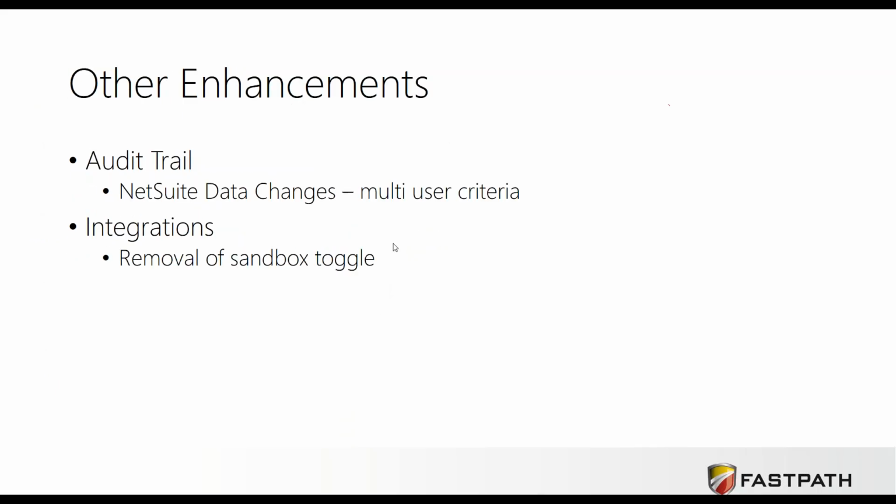All right, moving on. So other enhancements, these are pretty straightforward. In the audit trail module, if you're using that module, on the NetSuite data changes report, we've added additional criteria there where you can filter this down by multiple users at once. Previously, this was an in-grid filter that you could do, which limited you to just single users at a time. So you can now use this to filter it down by groups of users.